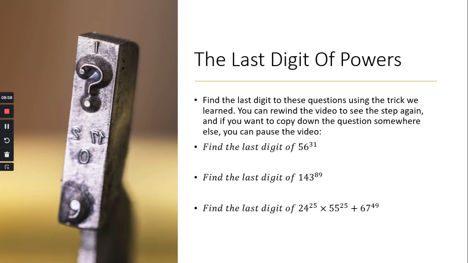Find the last digit of 56 to the power 31. Find the last digit of 143 to the power of 89. And find the last digit of 24 to the power of 25 times 55 to the power of 25 plus 67 to the power of 49. They may all look tedious, but with the trick we learned and your own maths logic, you can do this.